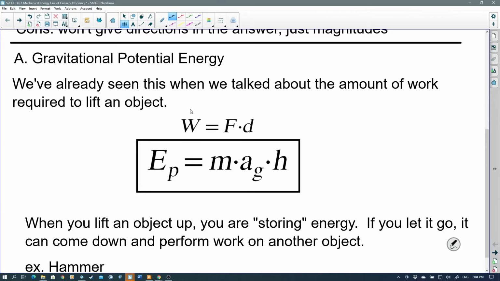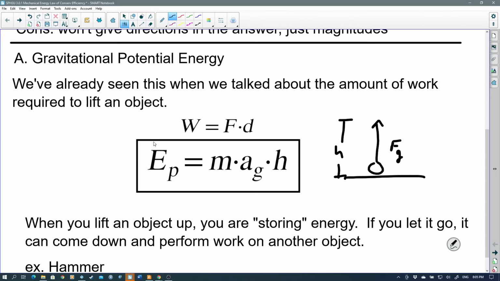And if we replace W by potential energy, EP, and we replace F by mag, because we're working against gravity, which is the force of gravity, mag, the D is going to be a height, because we're lifting the object. So if I draw a little picture of this scenario, we've got an object here that we're lifting up to a certain height. The height is the displacement or the distance that the object is taken. The force that we're acting against is the force of gravity to lift it up, and therefore that's why we get mag times h. It's the exact same thing as F times D.